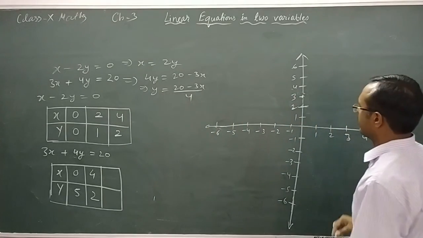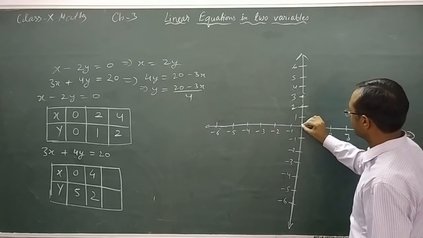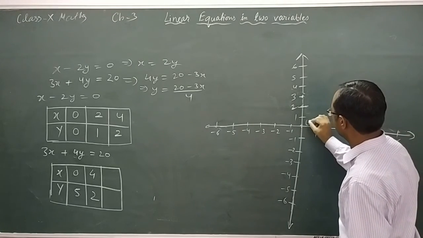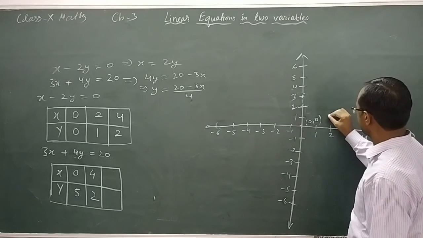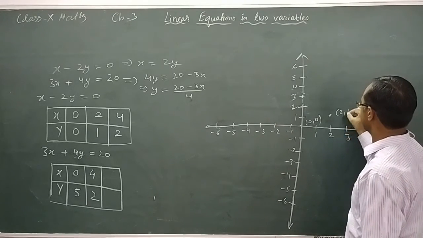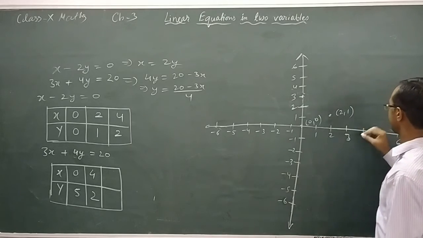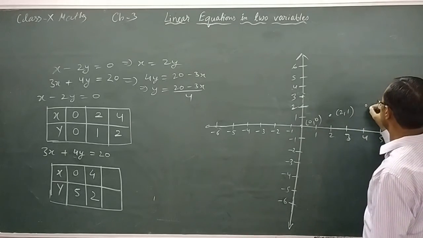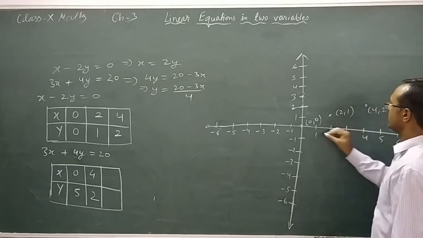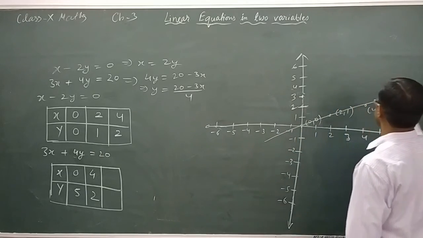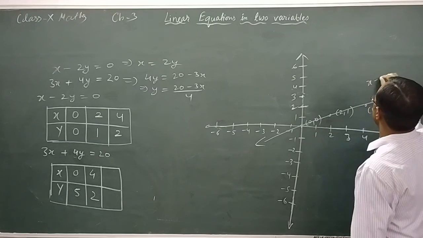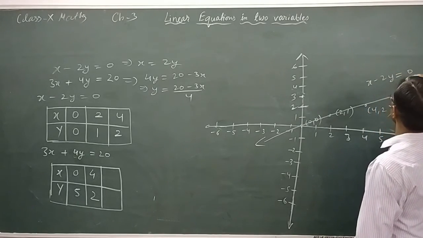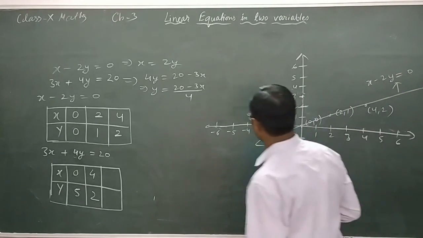Now for the first line, the first point is 0, 0. So this is the first point. The second point is 2, 1. So this is our second point, 2, 1. The third point is 4, 2. This is our third point, 4, 2. You can join these points and obtain the line. This line is x minus 2y equal to 0. This is our first line.